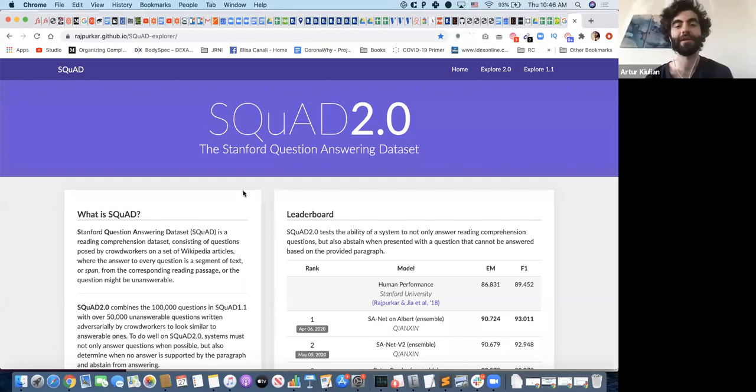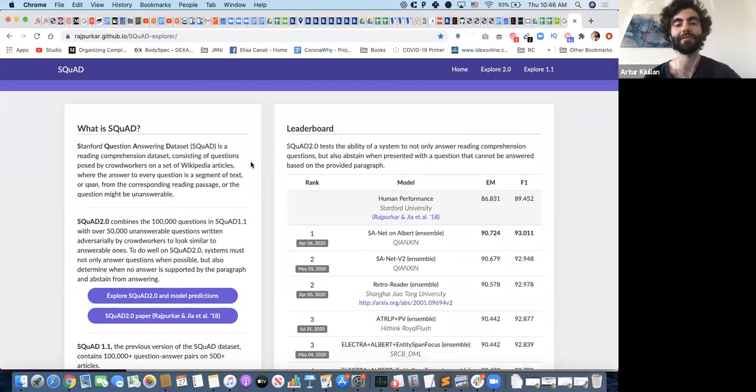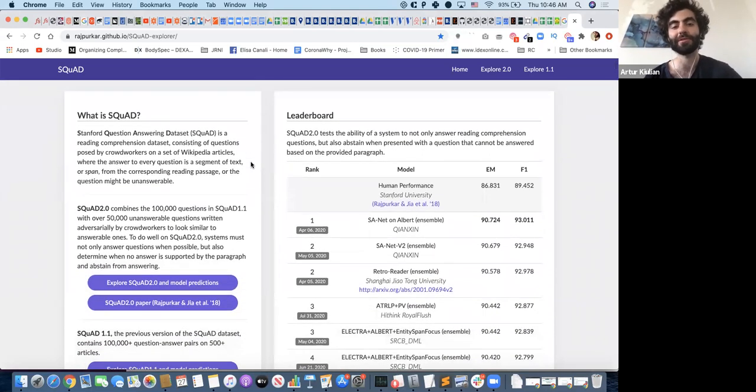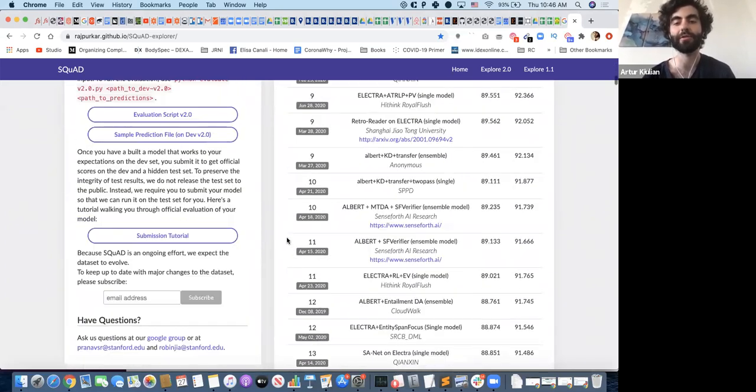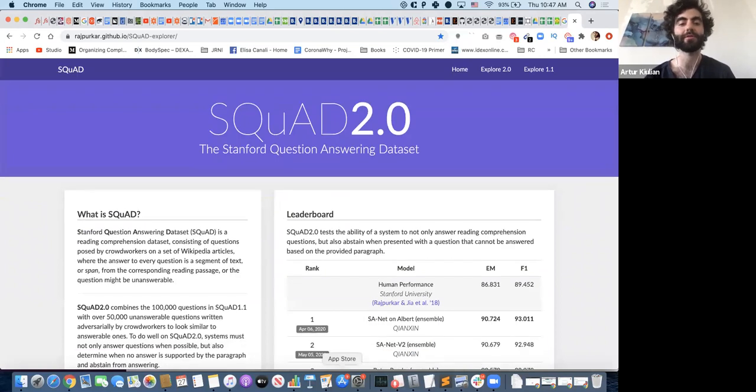Just to bring up what we're talking about, it's the Stanford Question Answering Dataset, and it's the de facto benchmark for different systems when it comes to Q&A. It has 100,000 questions and answerable things. I think it's built on top of Wikipedia and other open knowledge storages. Yeah, Wikipedia articles.